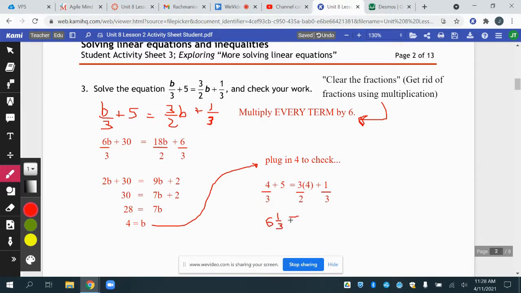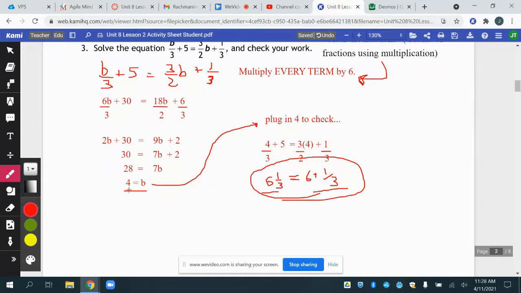On the left side, 3 times 4 is 12. 12 divided by 2 is 6, equals 6 plus 1/3. Both sides make 6 1/3. Hey, look at that. They are equal. So if I plug in 4 for B, I get 6 1/3 out from each side of this equation. And so 4 must be my solution.